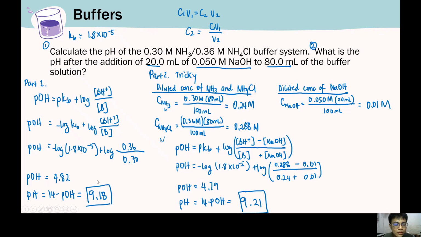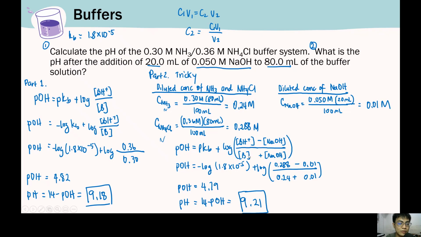Because look, the original pH of our buffer system is 9.18. But when we added sodium hydroxide, the pH then increased to 9.21. So it increased a little. Okay? So that's the main point I wanted to make earlier. Okay? So we used sodium hydroxide.